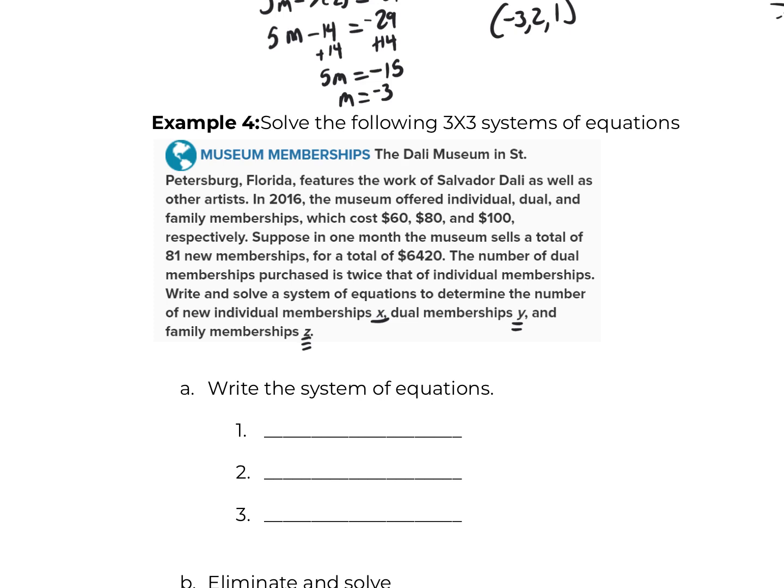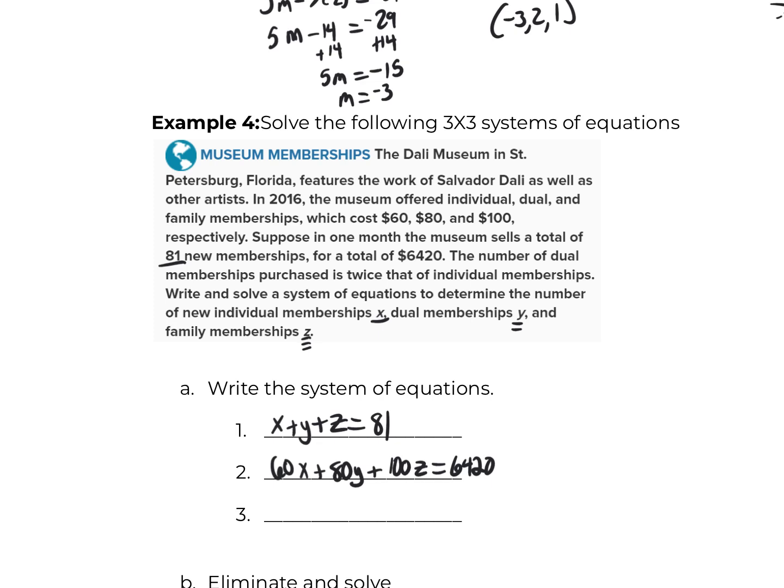So I know that all together they sold 81 new memberships. So when you add up X plus Y plus Z, it equals 81. I also know that they sold $6,420 worth of memberships. So that means that if I take the price of the individual, 60x, plus the price of the dual, which is 80y, plus the price of the family, which is 100z, that's going to be equal to 6,420.